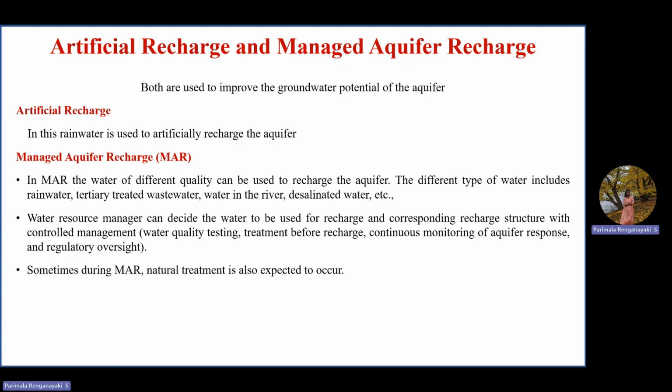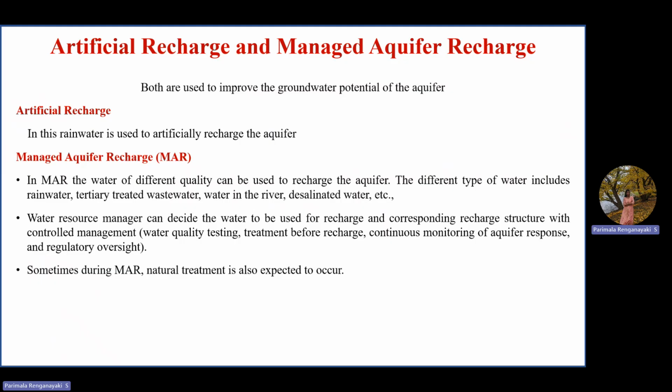Here it is given that water resource managers can decide the water to be used for recharge and the corresponding recharge structure with controlled management. What is that controlled management here? We have to continuously check the quality of water before recharging and after the recharge. So it is not just naturally recharging. Then treatment before the recharge. What kind of treatment we are going to do with the water? So that is controlled management.